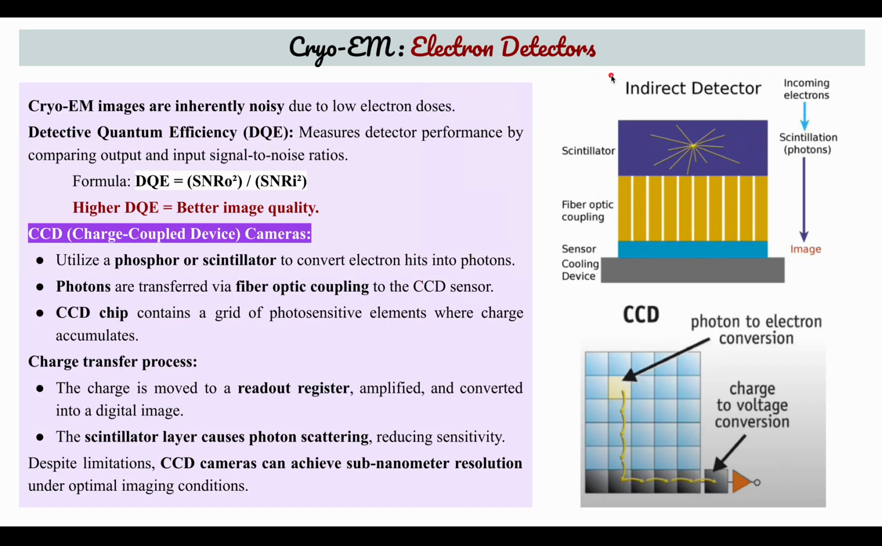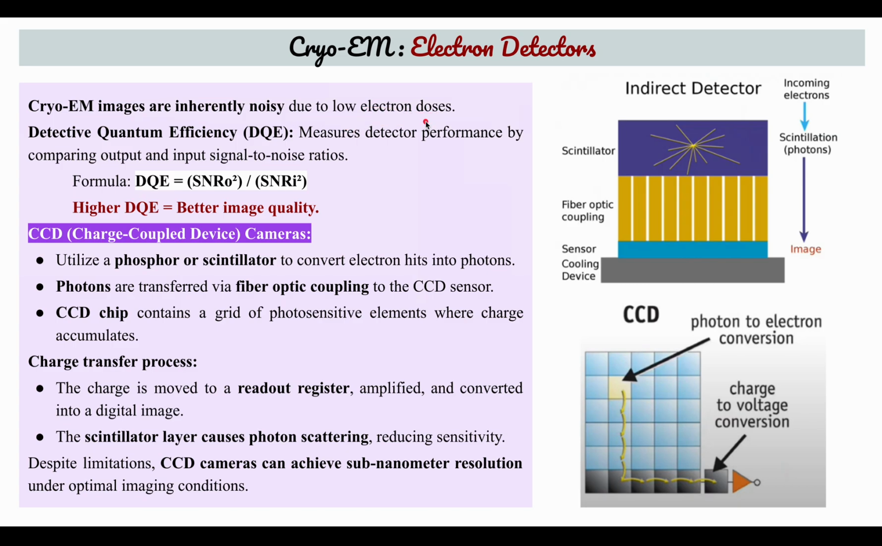Now come the electron detectors. After the electron beam is generated, depending on the type of electron microscopy you are using, the electrons will either get diffracted or scattered, or they transmit through the sample and then ultimately get collected. So depending on that, we need electron detectors which can detect the electrons after passing through the sample or specimen. Cryo-EM images are inherently noisy due to the low electron doses.